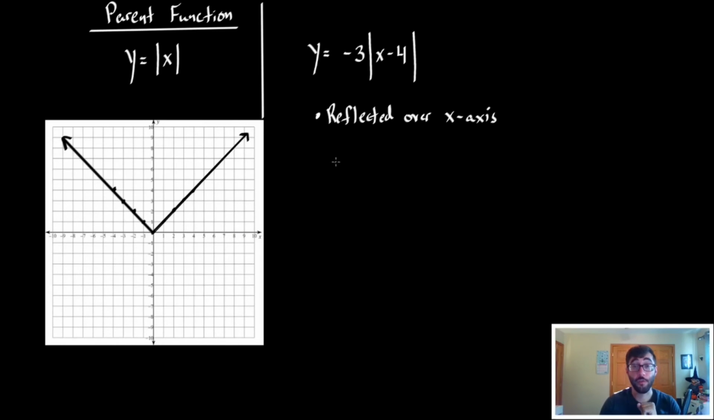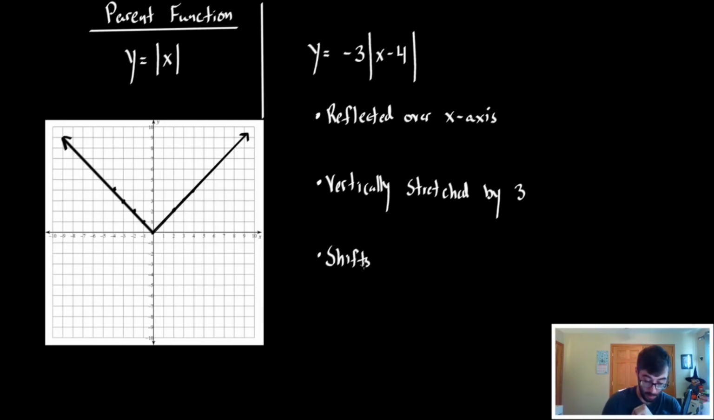Now the next transformation, I see that -3 multiplying, but the negative really only tells me the reflection. I see a 3 multiplying as well. What that's telling me is it's being vertically stretched by 3. And the last thing I see is the -4 inside, which tells me we are being shifted to the right 4. So those are our 3 transformations.